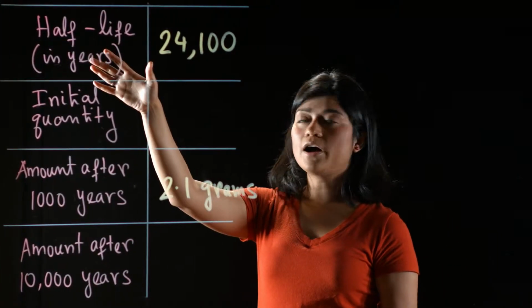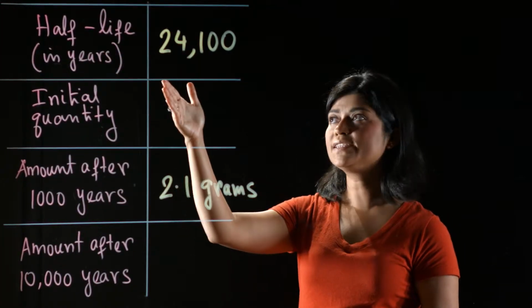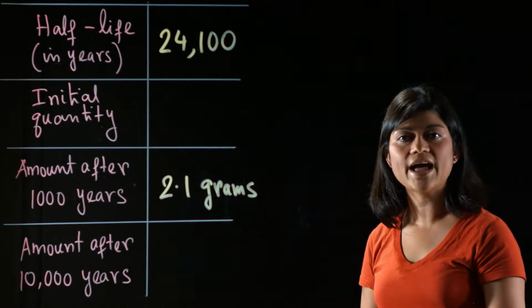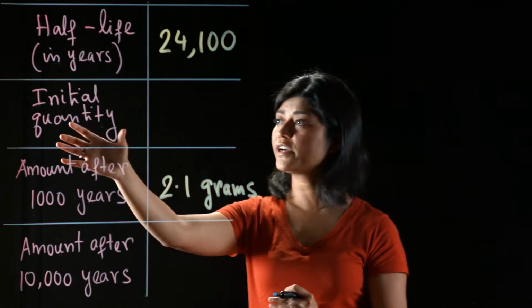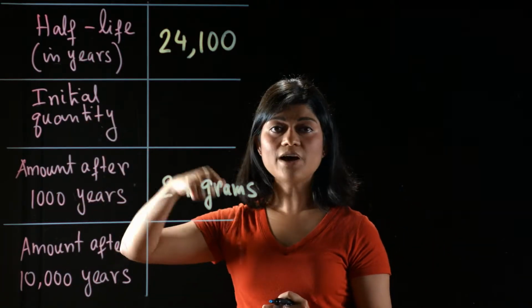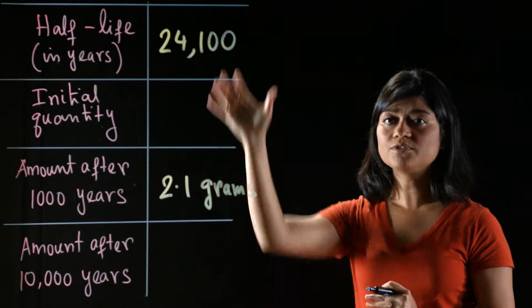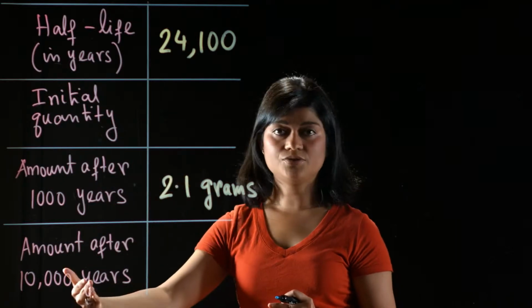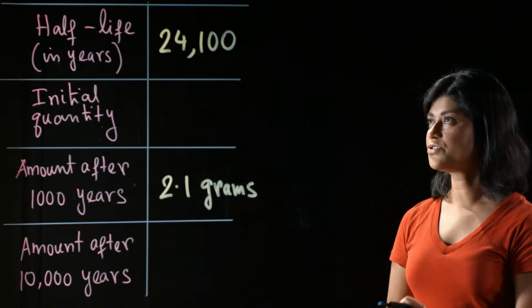For the first part, the half-life is given, which means that after this many years, the amount of isotope has reduced in half from the initial amount. So we have to figure out what that initial amount is. It's also given that after 1,000 years, how much of the substance remains. And we have to figure out how much of the substance is remaining after 10,000 years.